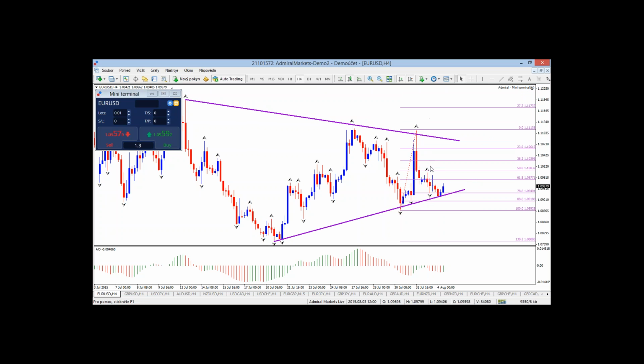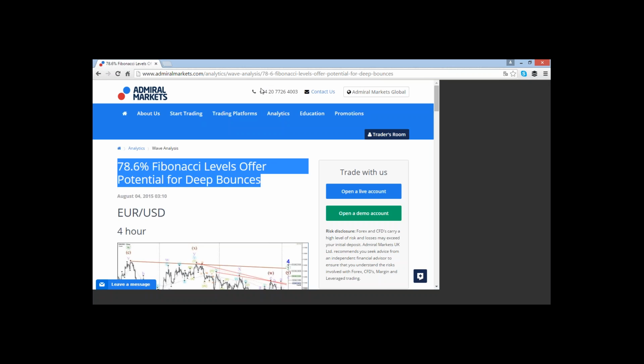When fibbing this last move up from fractal to fractal, you can see price is roughly at the 78.6 fib at around 109.40. That's also what I was talking about in the Elliott wave analysis that I posted on the Admiral Markets site this morning. It said 78.6 Fibonacci levels offer potential for deep bounces. So we are getting some bounce. Let's see how much continuation we really get.